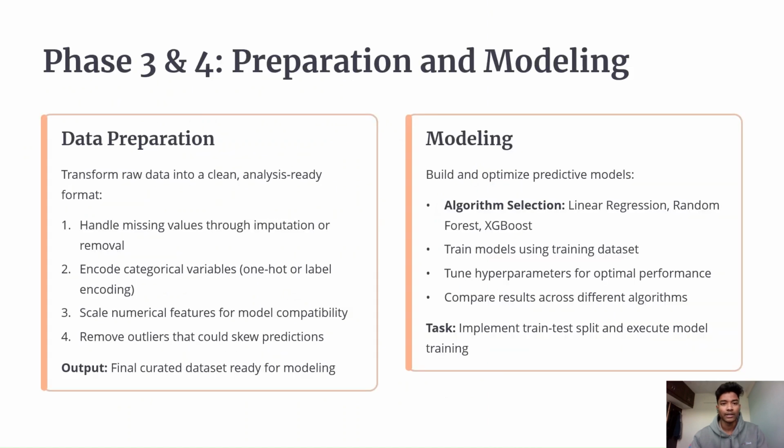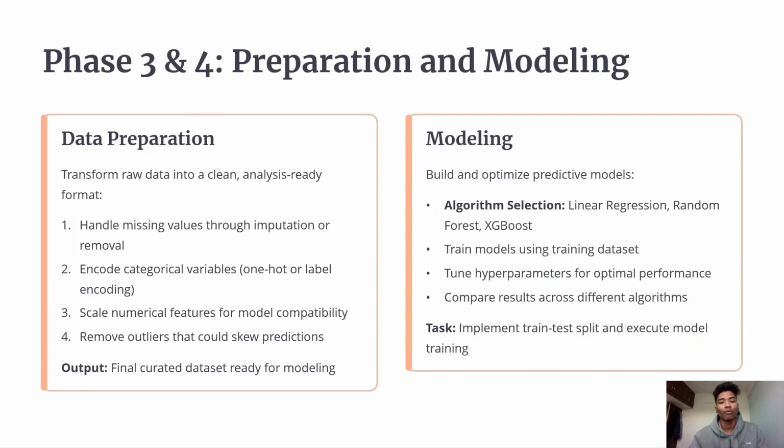Phase 3, data preparation. Before building any model, data must be cleaned and prepared properly. In this phase, we handle missing values, encode categorical variables, scale numerical features, and remove outliers. The output of this stage is a polished data set that's ready for modeling. Think of it as preparing ingredients before cooking.